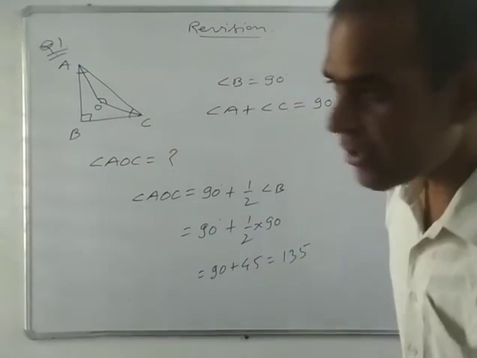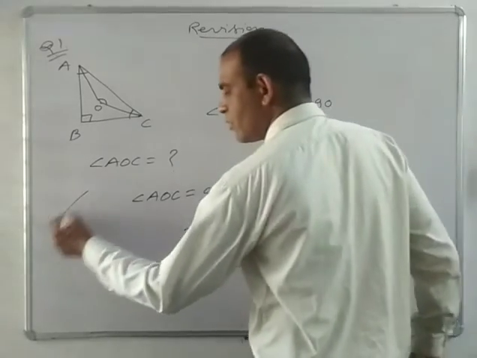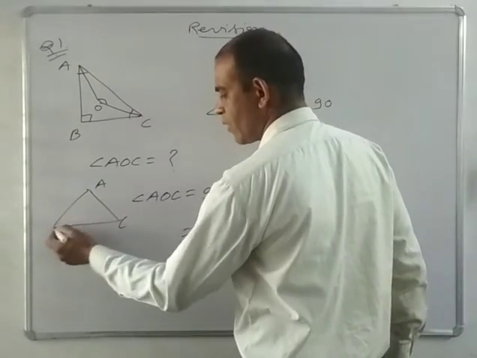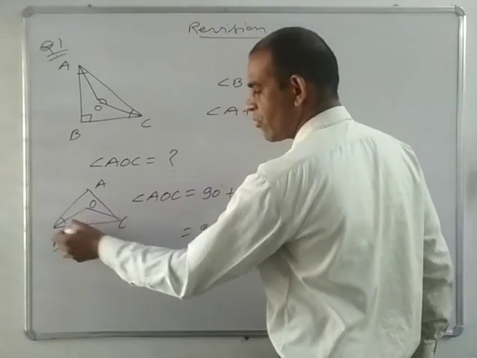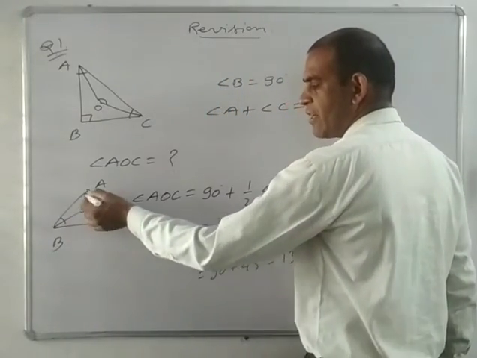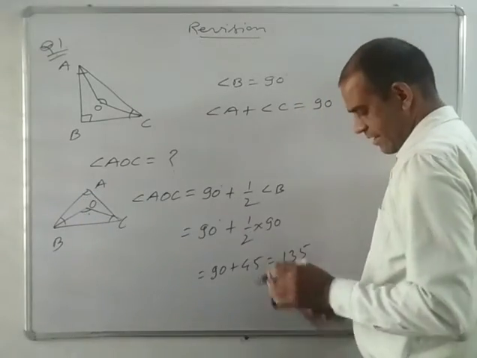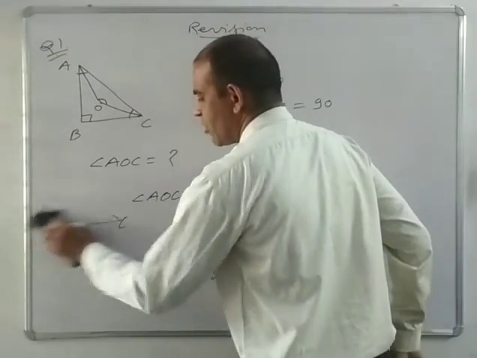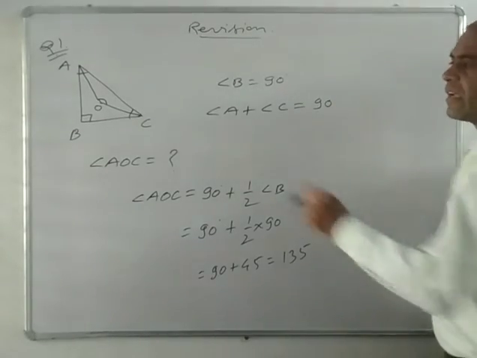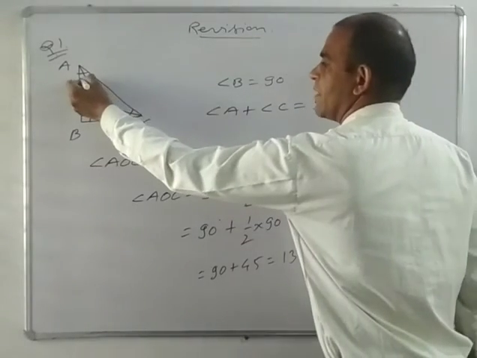We are using the property of triangle ABC: OB and OC are the bisectors of angles B and C, then angle BOC equals 90 degrees plus half of angle A. If we are not using this property, then we can determine the angle AOC in this way.